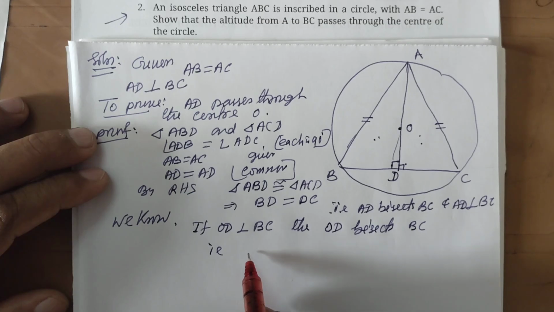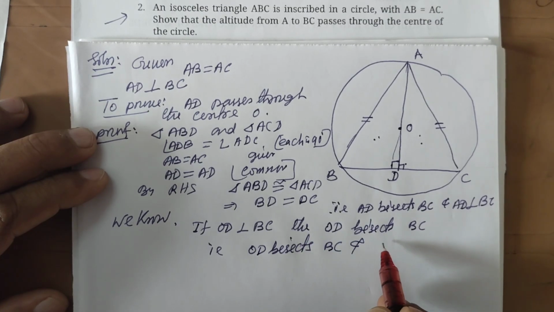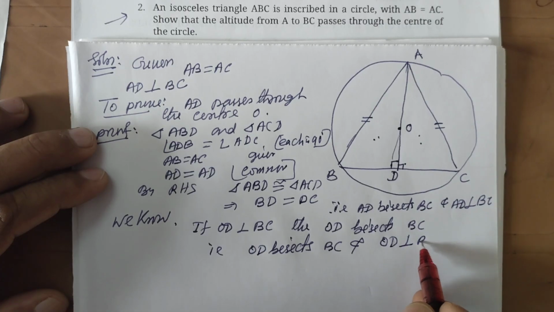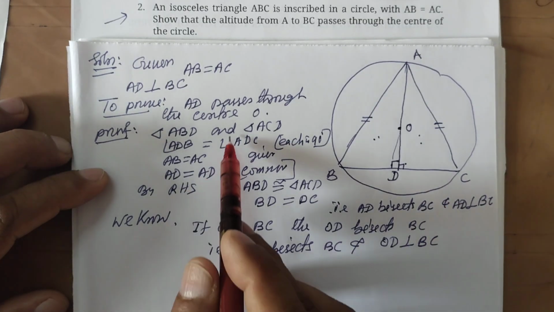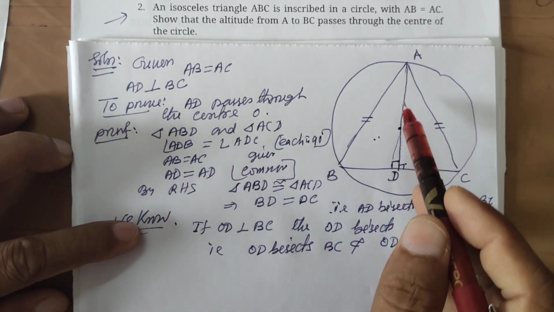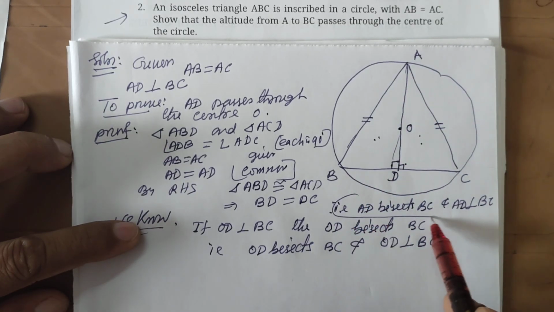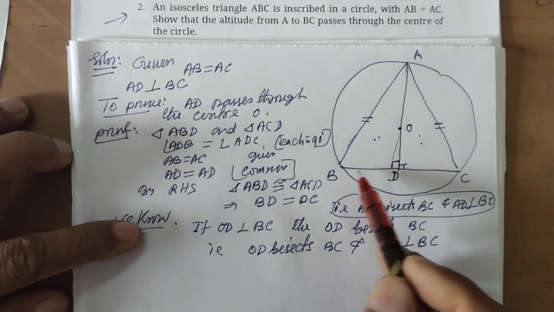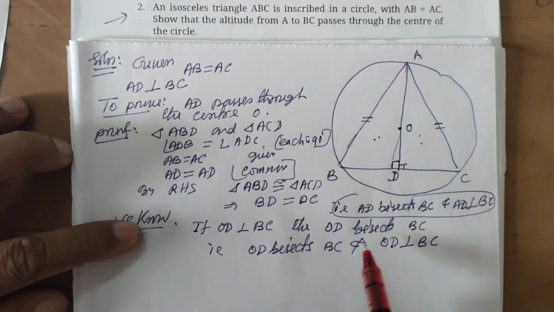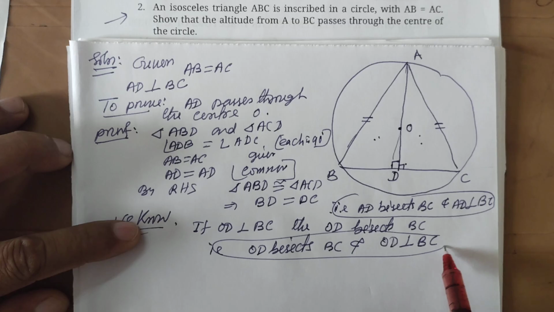That means OD bisects BC, and also OD is perpendicular to BC. So from the first part, what did you get? From the first part, you got AD perpendicular to BC and AD bisects BC. And again, from the second statement by the theorem, you are getting OD perpendicular to BC and OD bisects BC.